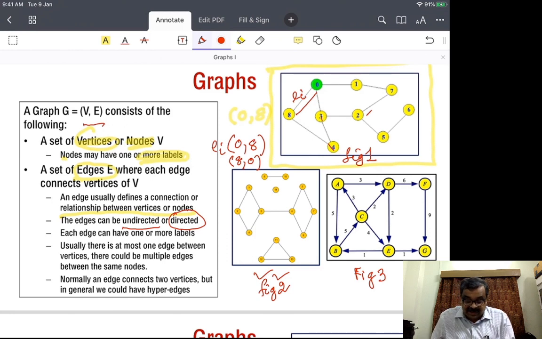Again, here we see another important thing. That means what we have said here is that an edge can have one or more labels. The label of an edge depends on the application which is being used. In fact, even nodes can have labels, and we should see them in terms of our examples where nodes can have labels, edges can have labels, and they can have multiple labels.